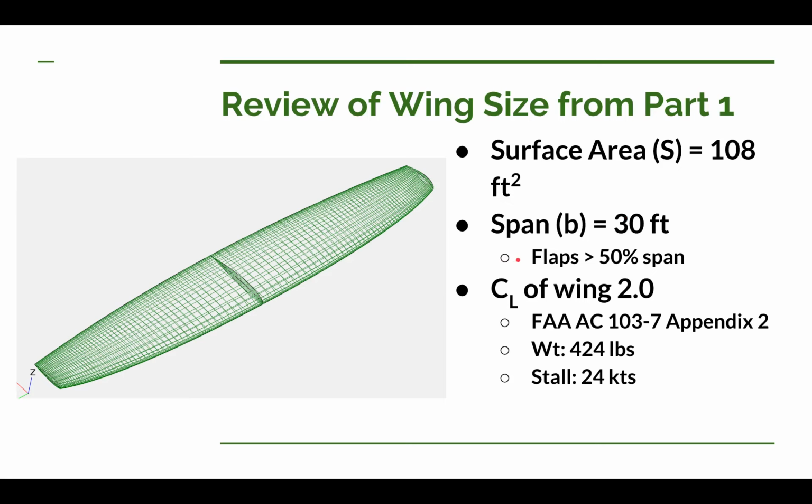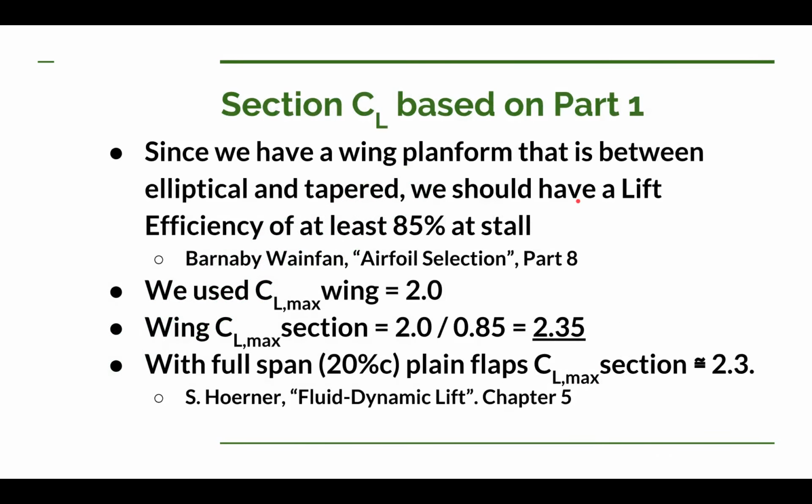We also expected the span of our flaps to be more than 50% of the span of our wing, and that's because of Appendix 2 of the FAA Advisory Circular 103-7. And using that appendix, we came up with the coefficient of lift for our wing of 2.0. And of course, we fed that into the equation to come up with 108 square feet, a weight of 424 pounds, at a stall of 24 knots. So we have a starting coefficient of lift for the wing.